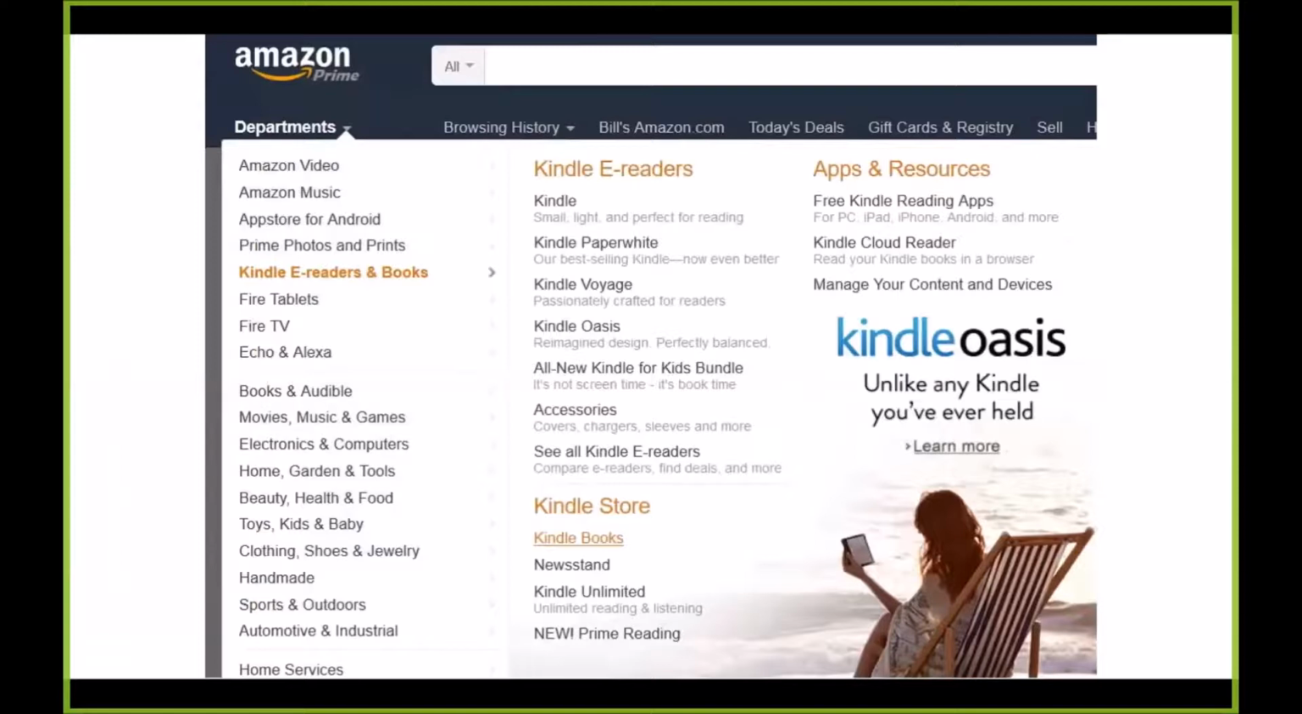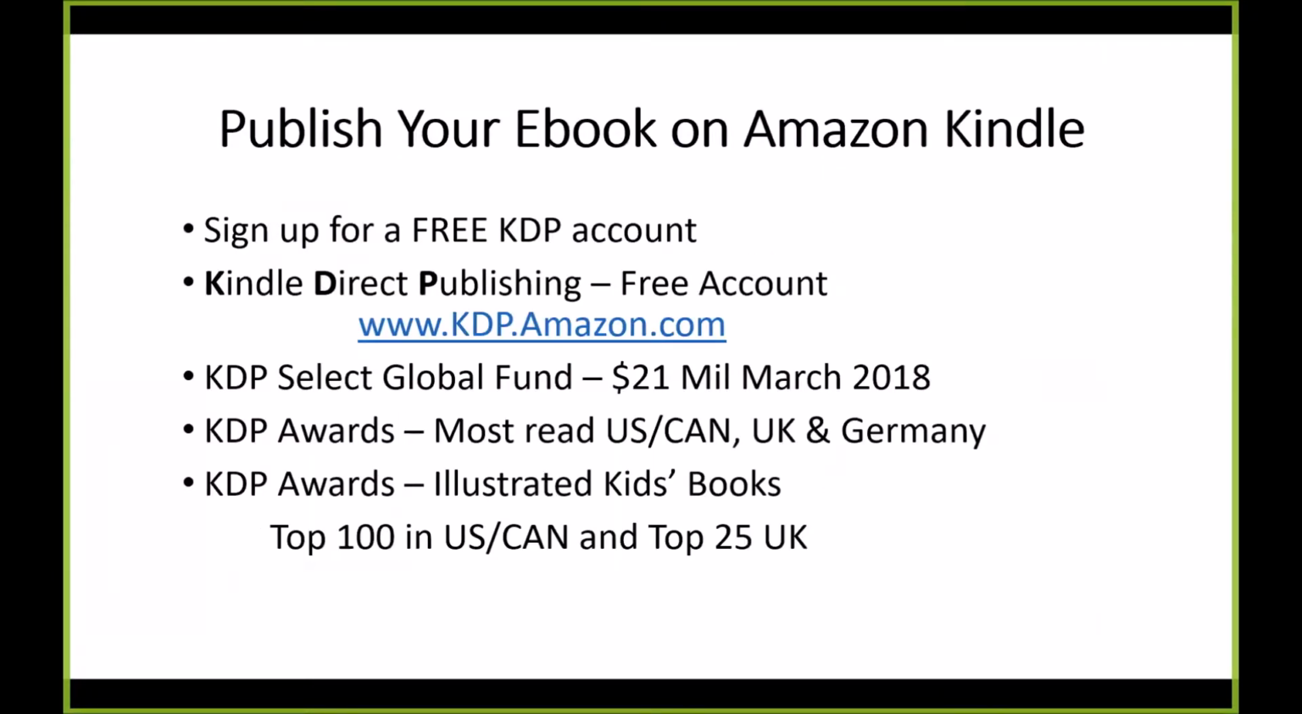Okay, so on Amazon Prime, I'm sure you've all seen this. You have Kindle e-readers and books. You have the Kindle store. This is not where you do this, okay? Another arm of Amazon is Kindle Direct Publishing. So you go to kdp.amazon.com. You don't need the www, that's understood, of course, and you create a free account, okay?